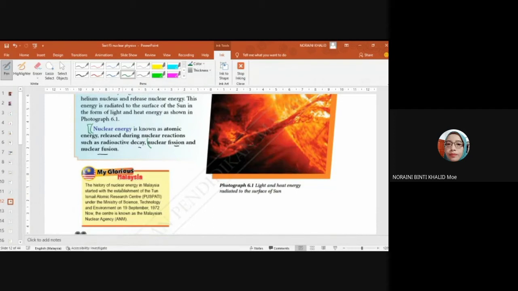The history of nuclear energy in Malaysia started with the establishment of the Tun Ismail Atomic Research Centre, Puspati, under the Ministry of Science, Technology and Environment in the year 1972. Now the centre is known as the Malaysian Nuclear Agency, ANM. This one is just a research centre to study radioactive energy.